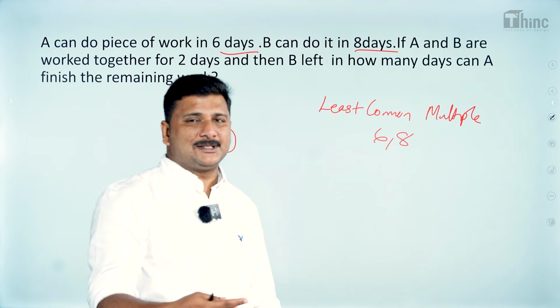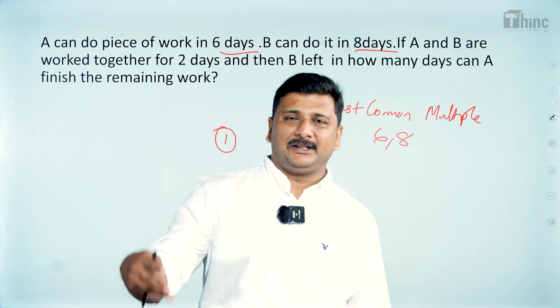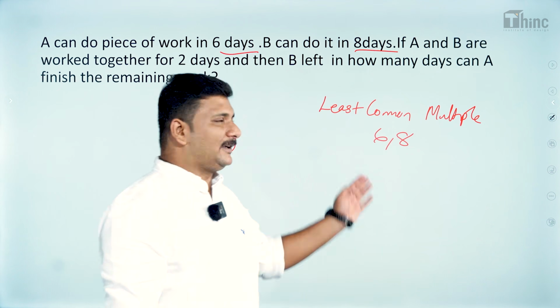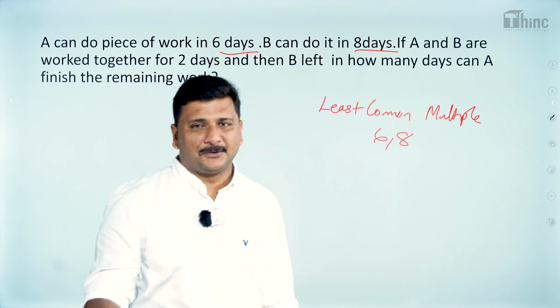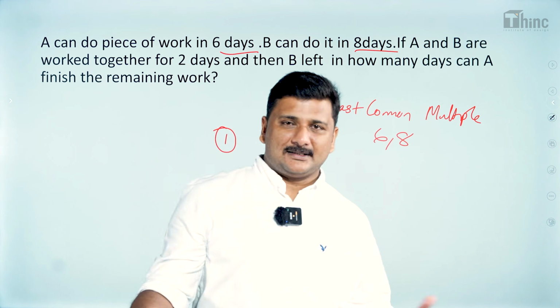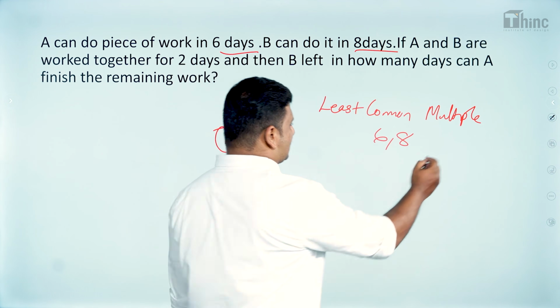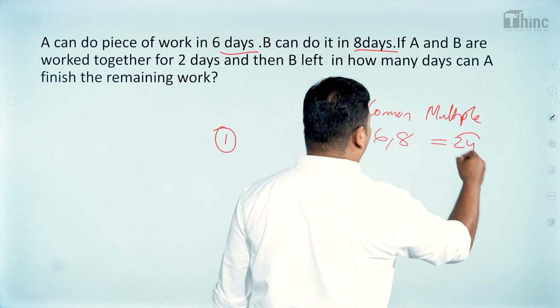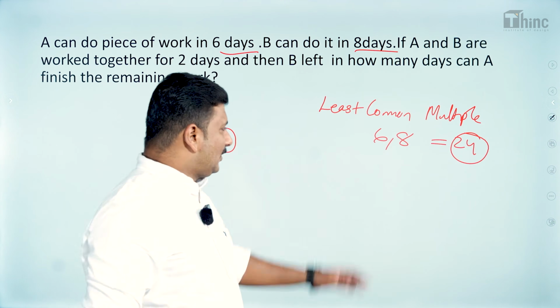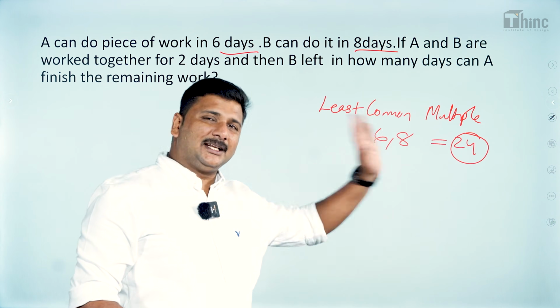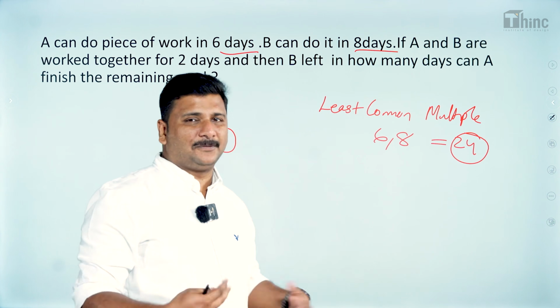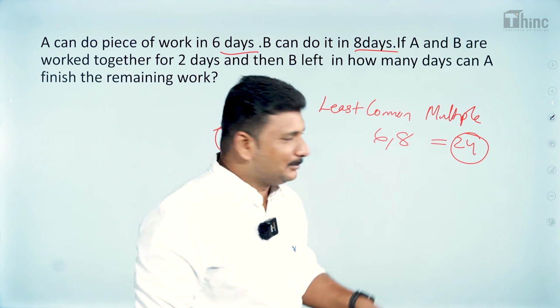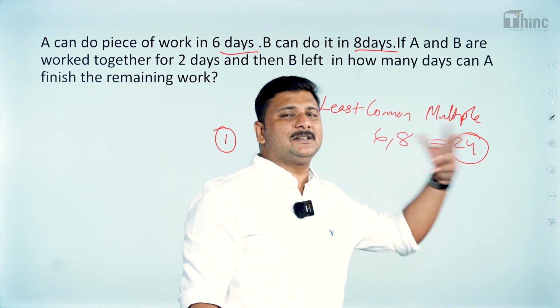So we know that the multiples of 6 are like 6, 12, 18, 24, 30, 36. Multiples of 8 are 8, 16, 24, 32, like that. So a common multiple is 24. So the least common multiple is nothing but 24, right? Now, it is not mandatory to take LCM. You can take any number you feel like, 24 or 30 or 40 or 50 or whatever it is. But if you find a common multiple, it will be easy for us to calculate.